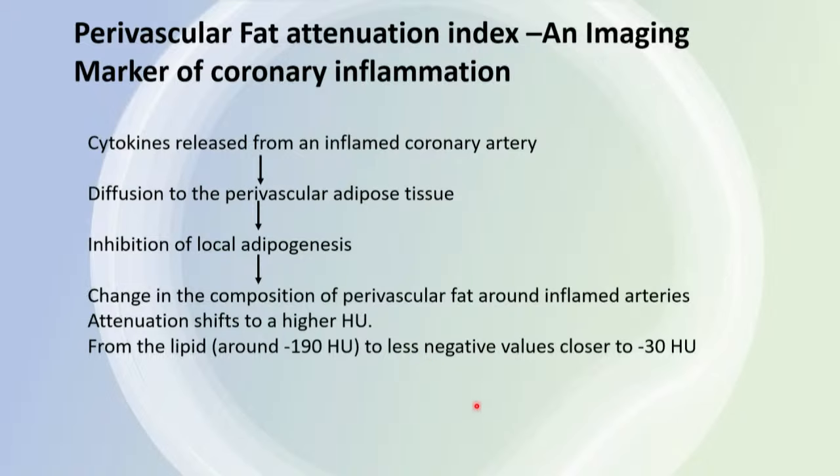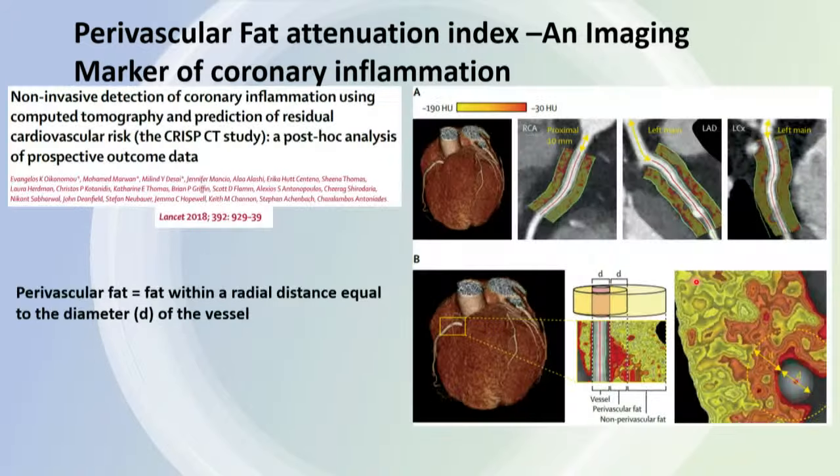So this is the thinking behind using perivascular fat attenuation index, which is an imaging marker of coronary inflammation. If you have a lot of inflammation in the vessel wall, the cytokines are released from the inflamed coronary artery, and they diffuse to the perivascular adipose tissue, where they cause inhibition of lipogenesis. So as the fat cells die, that's going to shift the Hounsfield units to a more positive value. Fat typically has a Hounsfield unit around -190, and that's going to shift to a value closer to 0 if your FAI index is high. So this is the study that really started this field in Lancet.